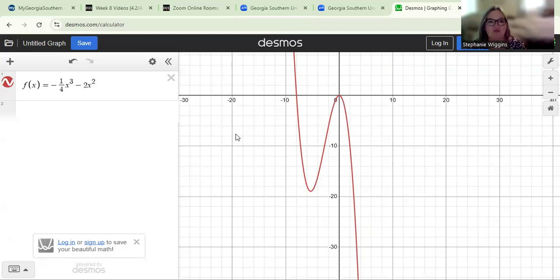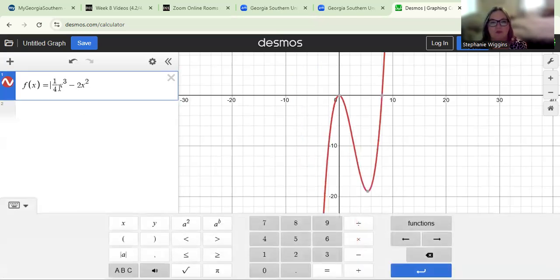However, if they're even, they're going to go in the same direction, and you're going to be looking at the sign to determine, is it up or is it down? Just like the sign here tells us the left is up, the right is down. But if I change that to a positive, then it flips. The left goes down to negative infinity and the right goes up to positive infinity.